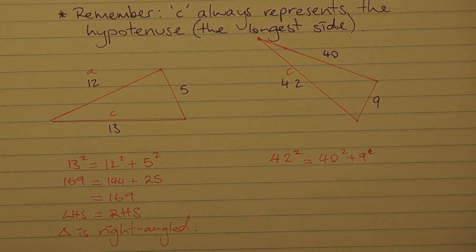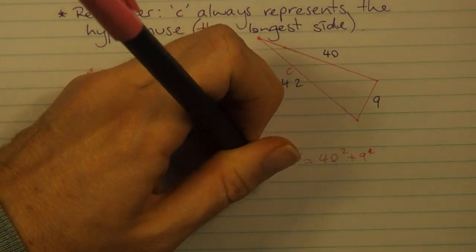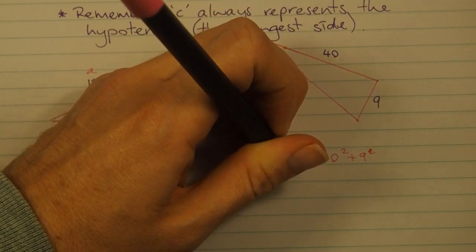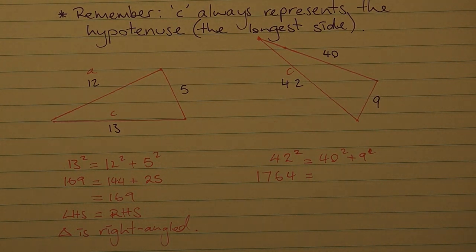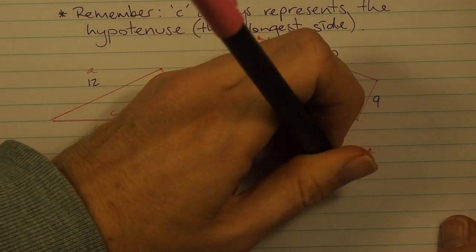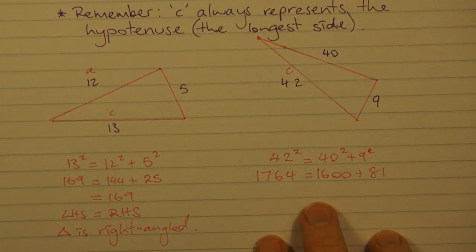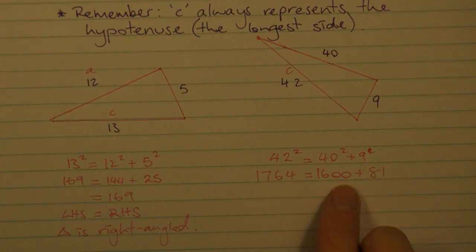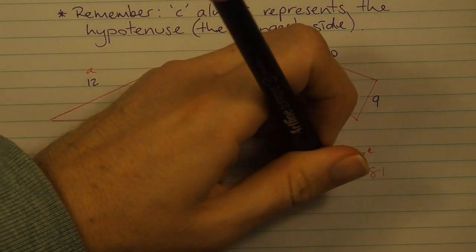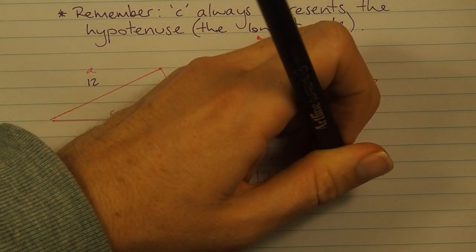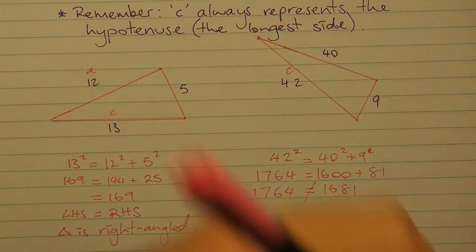So 42 squared is 1,764, and no, I did not know that off the top of my head. And 40 squared is, of course, 1,600, plus 9 squared is 81. You can probably see here that 1,600 plus 81 does not equal 1,764. So what we need to say here is that 1,764 does not equal.